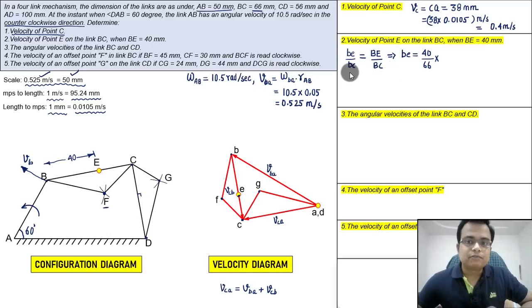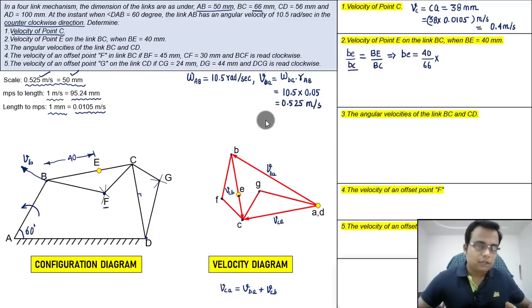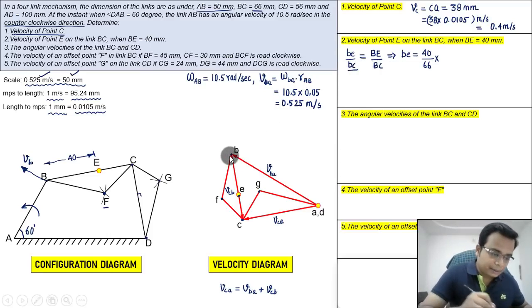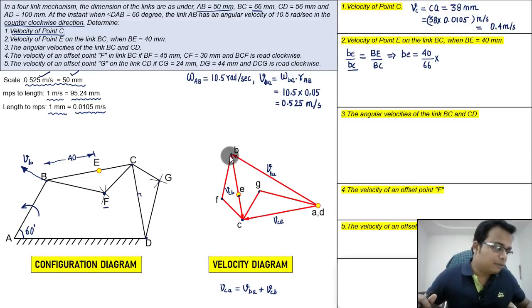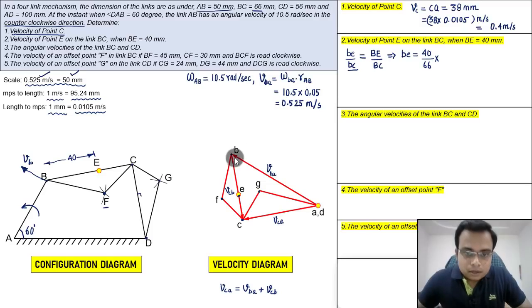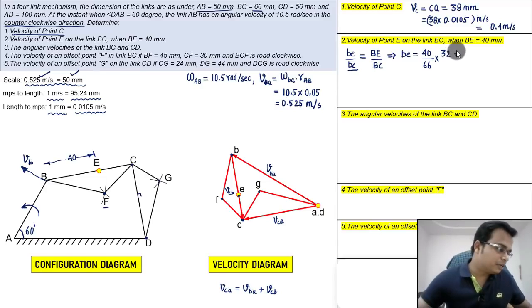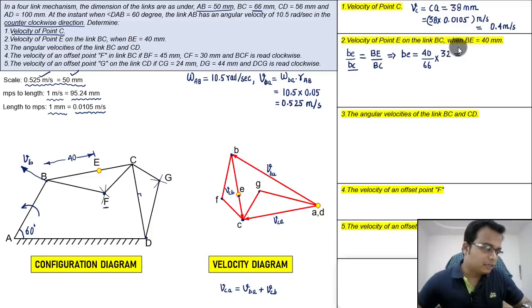Multiplied by this value. How much is BC? Well guys, you can actually measure this, and BC will work out as 32 millimeters. Just do this measurement from B to C with the help of a scale. Measure this works out as 32 millimeters, and once you do this calculation, the final answer that you will get is 19.39 millimeters.